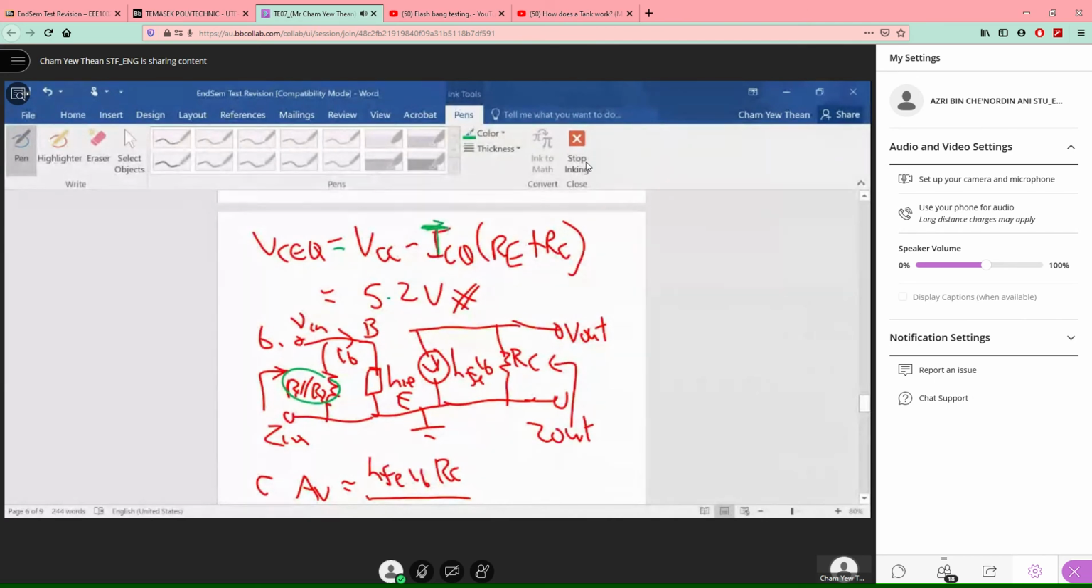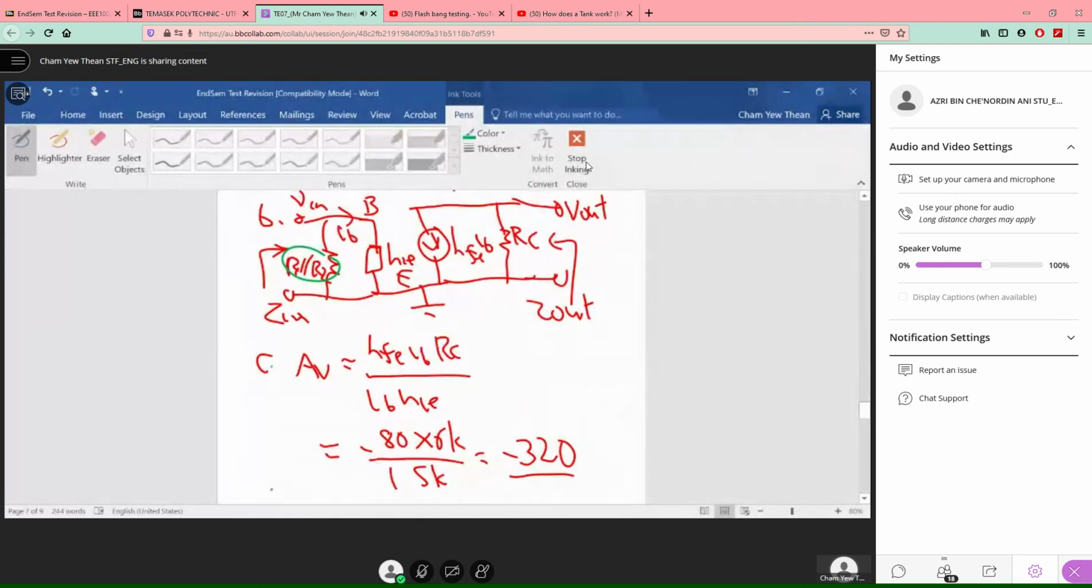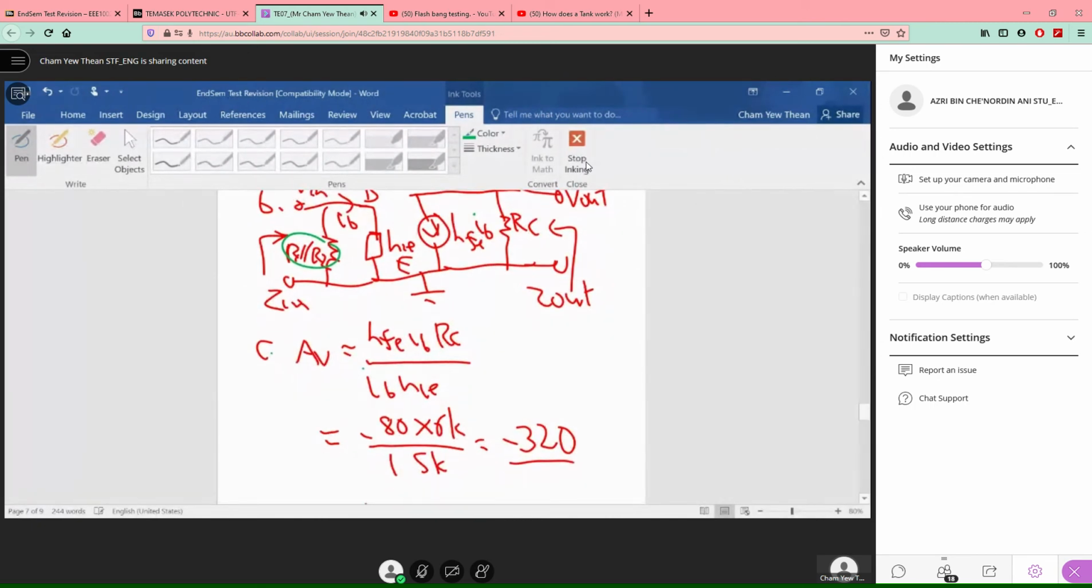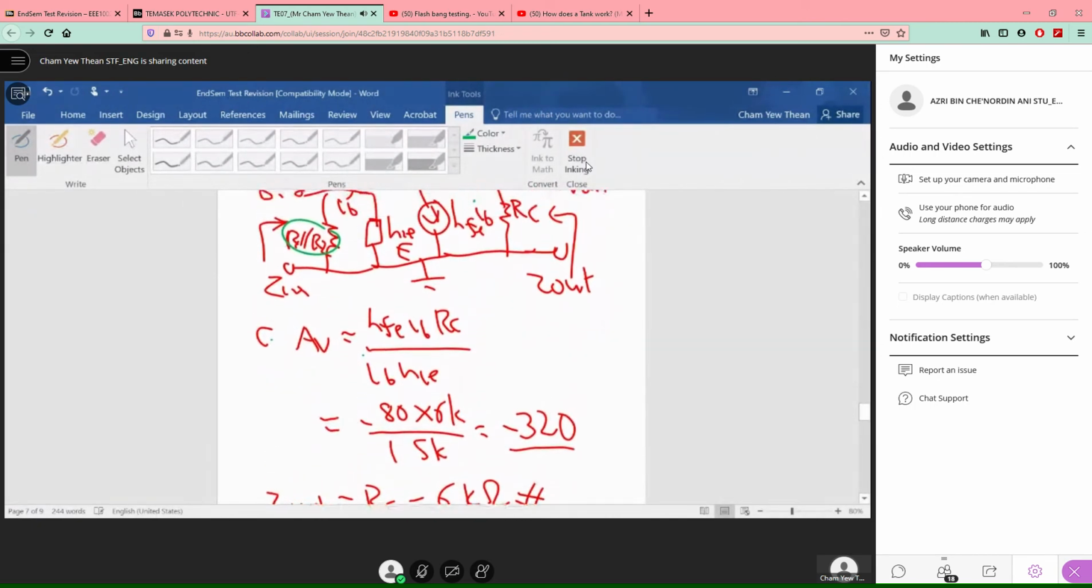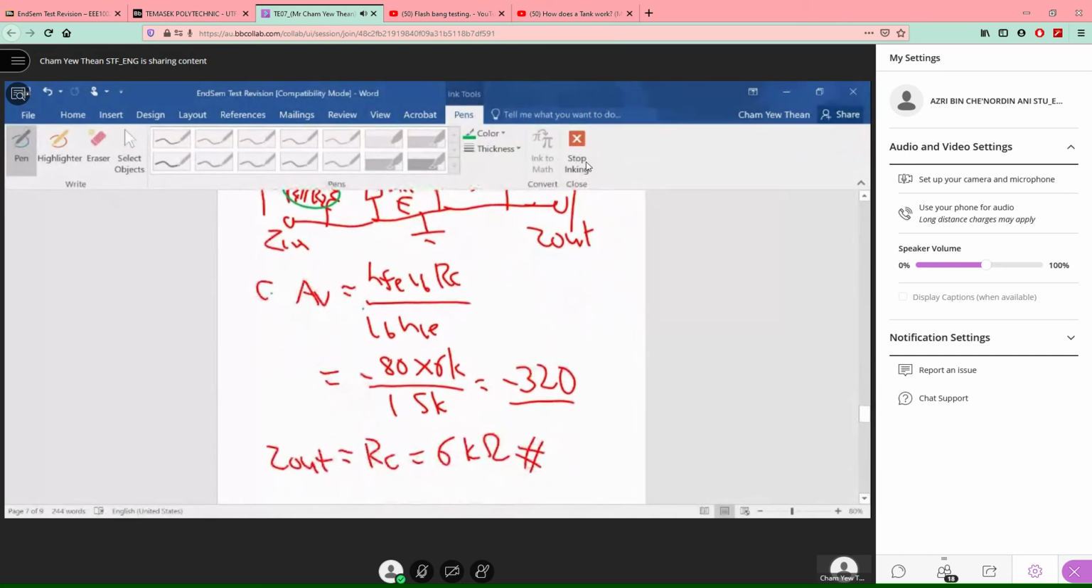Now, what about your gain? Your voltage gain is the standard one. You just see your tutorial and lecture notes. It will be HFE multiplied by IB multiplied by RC, divided by IB times HIE, which is your VGS. So your answer is minus 320. And your Z out, based on observation, is simply RC, which is 6 kilo ohms.